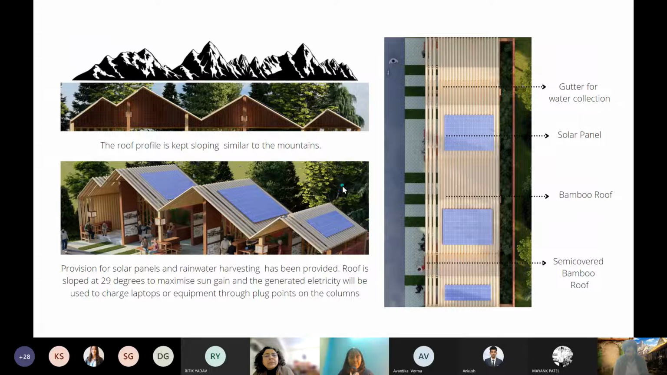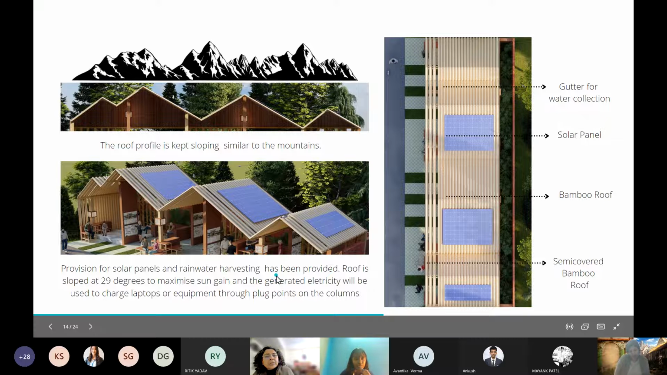So talking about the roof, the roof will be constructed using bamboo, and it serves various purposes. The roof resembles the Himalayas, and it is angled at 29 degrees in order to optimize the sun gain and generate electricity. That electricity will be used by the laptops. Connection will be provided through the columns, and plug points will be near the columns.